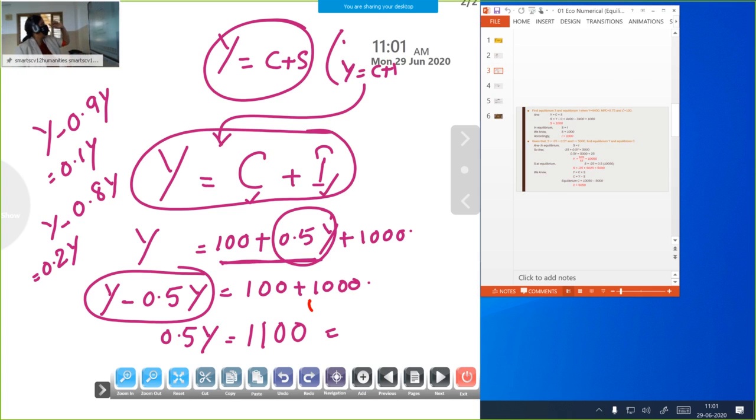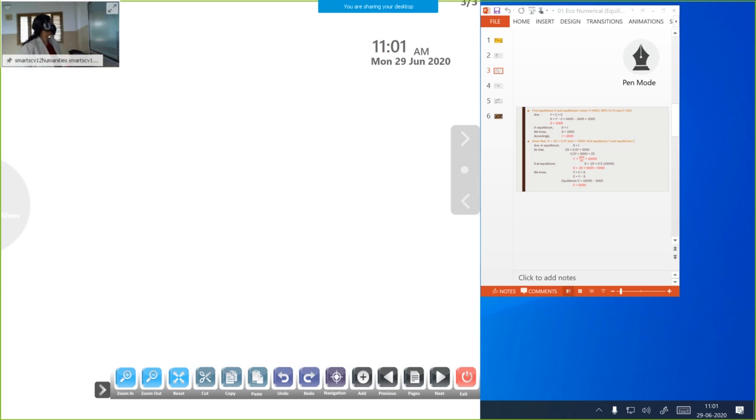Next one: find equilibrium S and equilibrium I. So we have to find out the equilibrium level of S and I. That means S is equal to I. Our question is to find out saving and investment, but we should know S is equal to I. So we should get the saving and investment value.